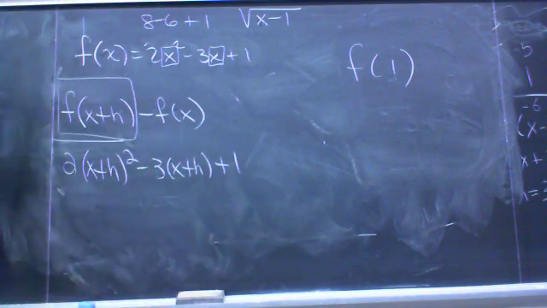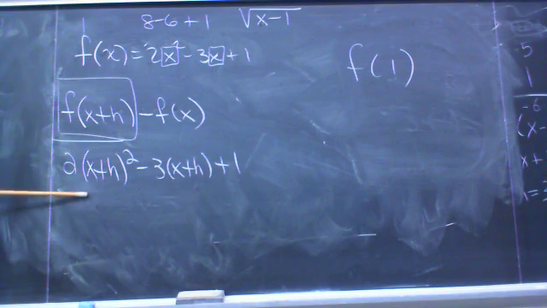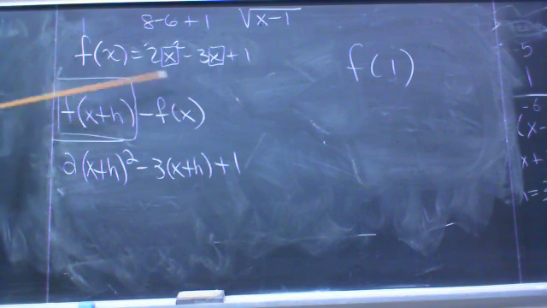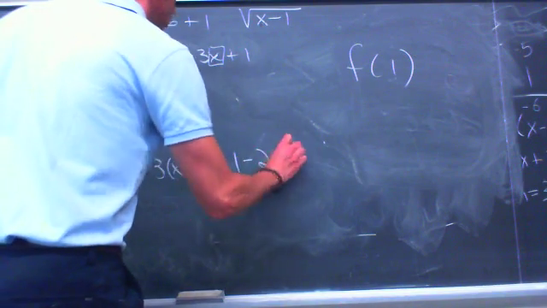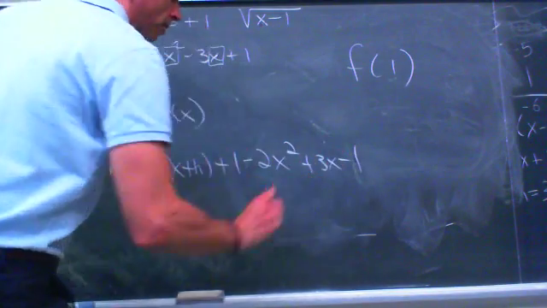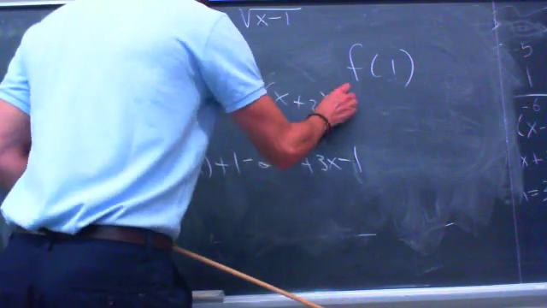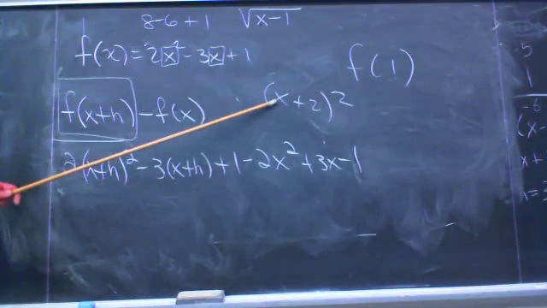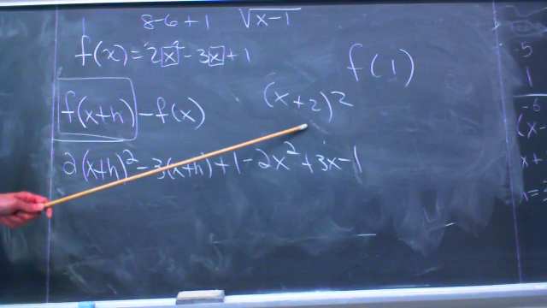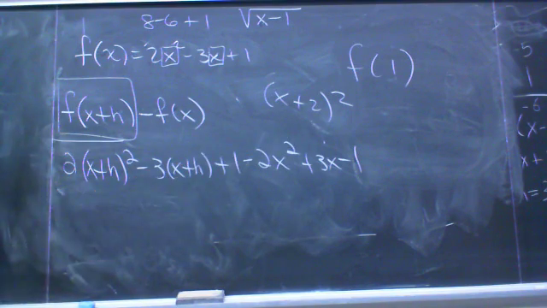Do you understand what I've written? This is the function at x plus h. Yes? Minus the function means to run a negative through that. So it'd be minus 2x squared plus 3x minus 1. You're not done because you have to square this binomial. How do you square a binomial by sight? Square the first, multiply, double, square the last.